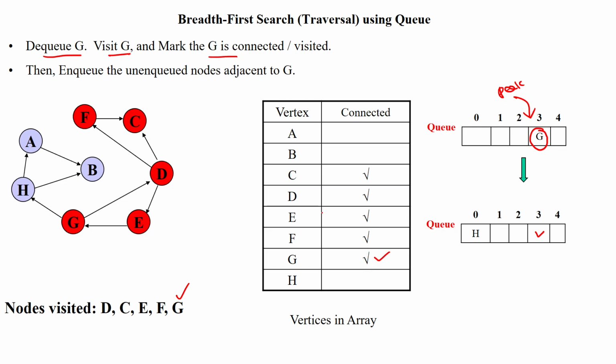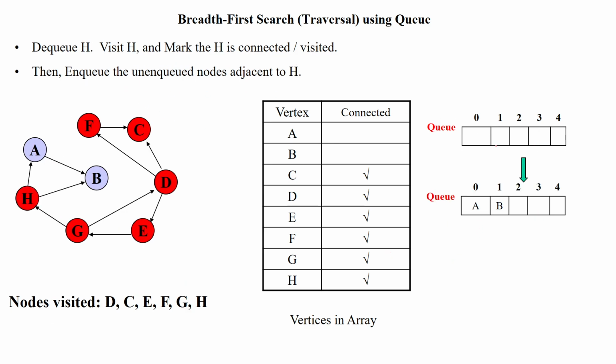Now find the adjacent elements. For G, the adjacent elements are D and H. Here, among D and H, D is already enqueued. So we should enqueue only the unenqueued nodes into the queue. So only H is unenqueued, and we are going to enqueue it. Enqueue means inserting into the queue. So we are inserting that H into the queue.